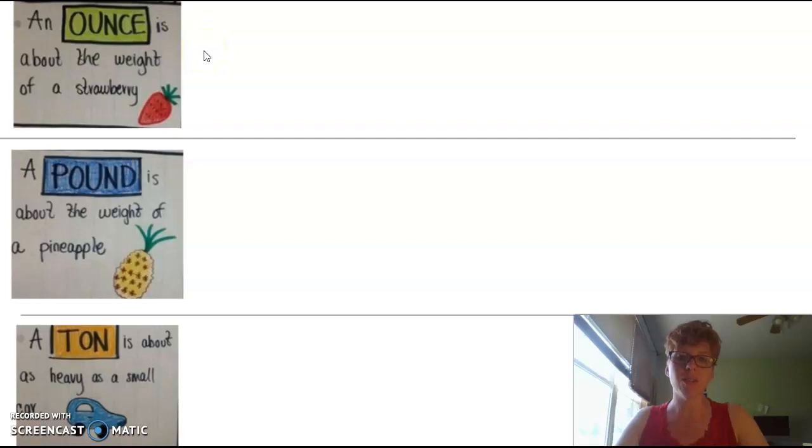So when you hear of an ounce, I want you to think of strawberries. A strawberry is about 1 ounce, okay? So something very, very light. So an ounce, think of strawberries.